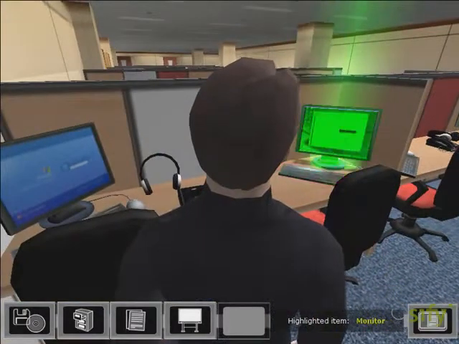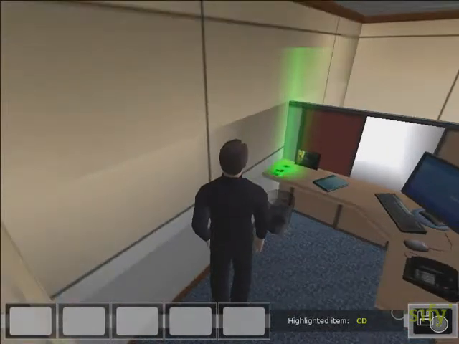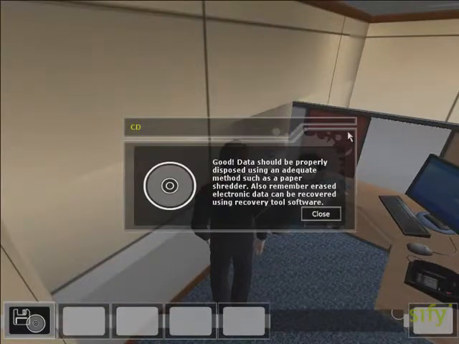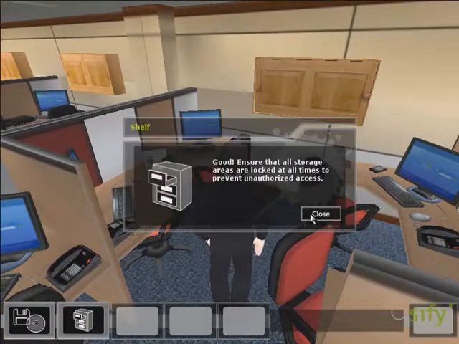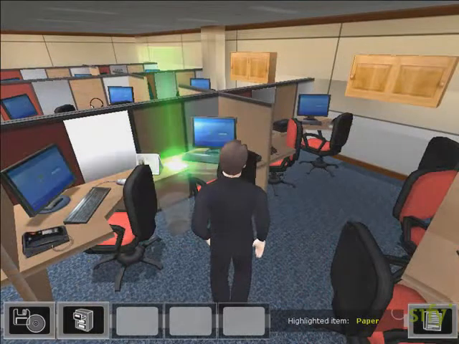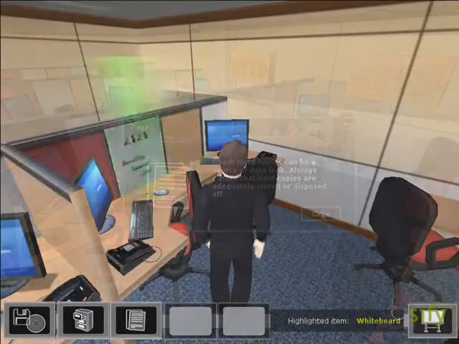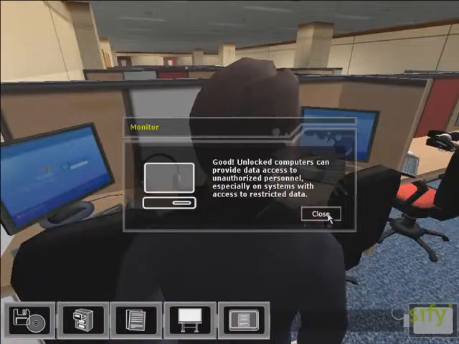Unlocked computers, discarded printouts, and even incorrectly disposed floppy disks and CDs that are corrupted can be a source of data leak. If the learner is able to identify the threats, the game provides reinforcement by giving the reason as to why the object is a threat. The learner doesn't just sit back and listen, but finds out and learns.